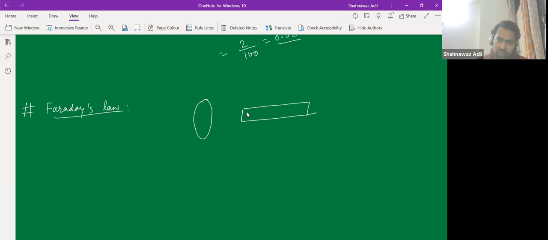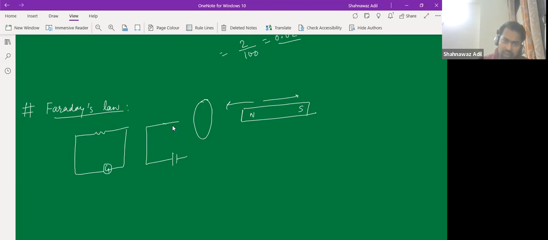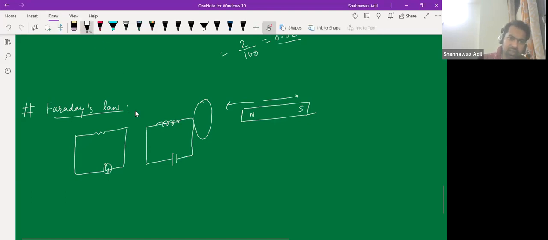If you rotate or move this coil towards or away from the magnet, let's say this is north and south, this will create an EMF, and that EMF is given by Faraday's law. Faraday made a circuit with resistance, placed a galvanometer in it, and connected a coil. When he moved this coil, the galvanometer showed a deflection.